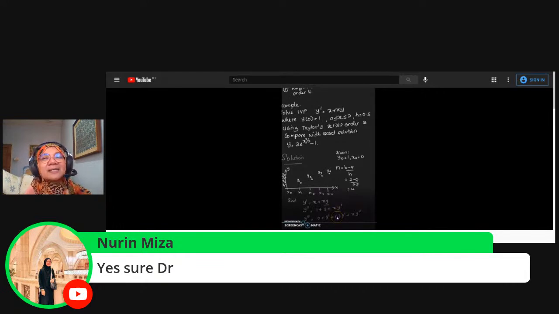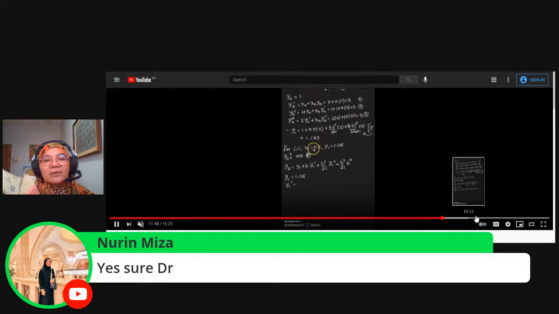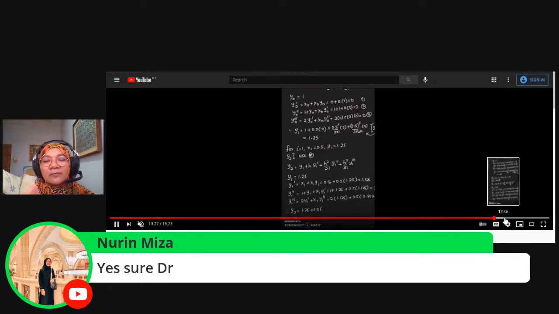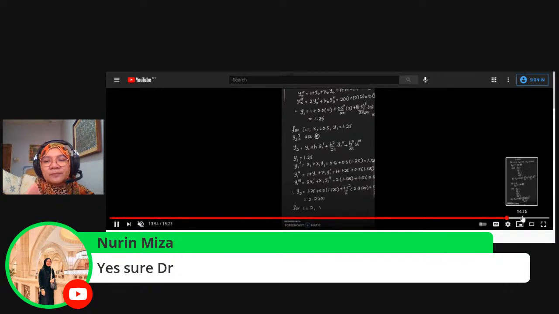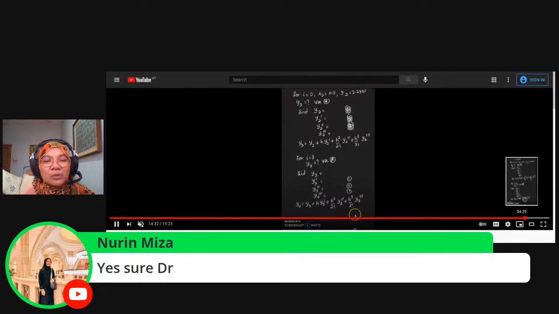Remember the formula of the Taylor series order three, and then how to apply it by using the first, second, and third derivative of yi, and then insert into the formula of the Taylor series to generate y1, y2, y3, y4, and y5. So let's go to y4. What is the answer? y4 is y3 plus h y3 prime plus h squared divided by 2 factorial y3 prime prime plus h power 3 divided by 3 factorial y3 triple prime.